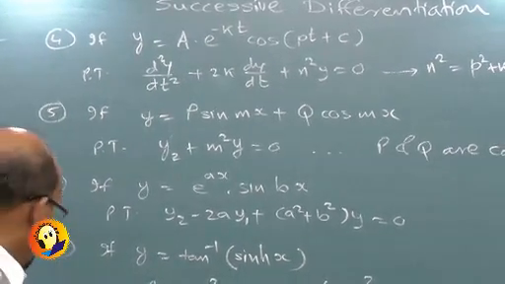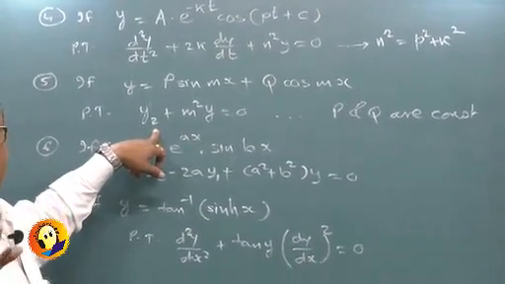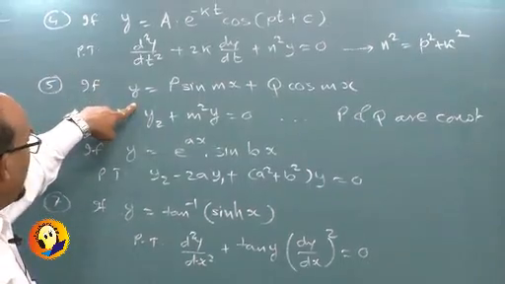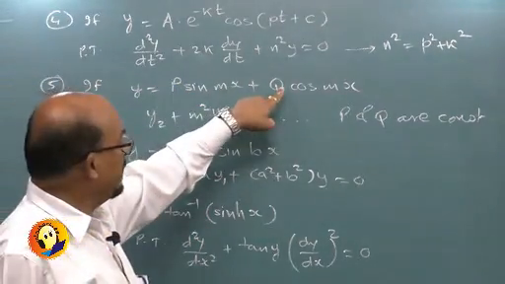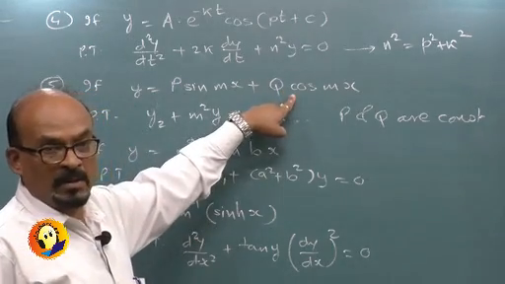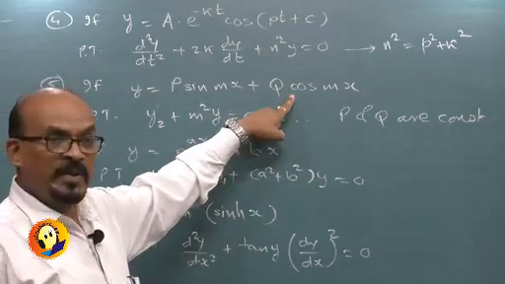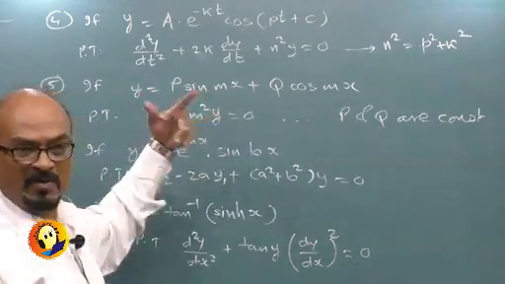Now just have a look at it. The second problem is simple. We just can't put it in terms of y. When you differentiate, dy by dx will be pm cos mx minus qm sin mx. But single differentiation will change sin to cos, cos to sin. You differentiate it once again, you will straight away take minus m square common and it will be y.